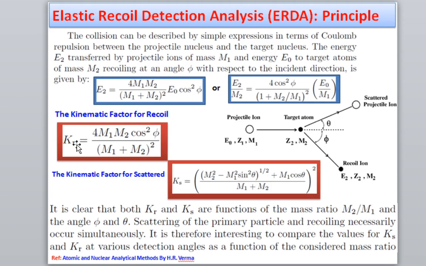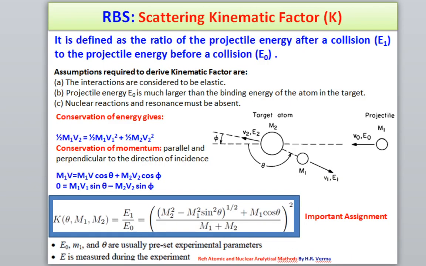If you remember, go back to the scattering case, where we also found the kinematic factor for RBS. I will show it. For the case of scattering, the projectile was falling here and this ion was backscattering in the same direction. This was the recoil, and here we measured this energy. We defined that K was equal to E1 upon E0, which was the square root of (m2 square minus m1 square sin square theta) plus m1 cos theta, upon (m1 plus m2), whole square. So this was the kinematic factor for the scattered particle.